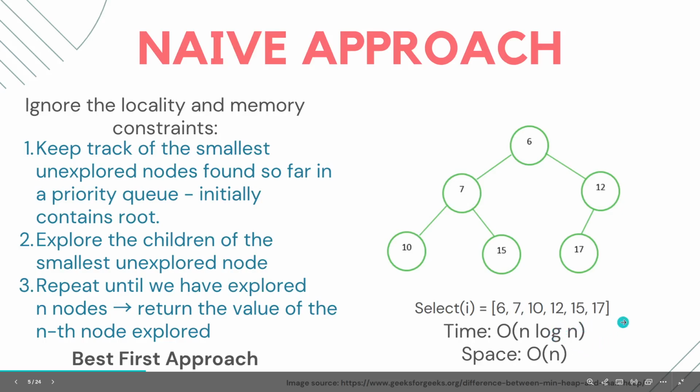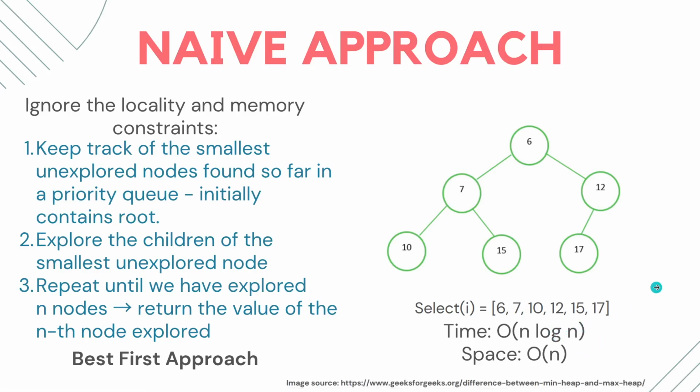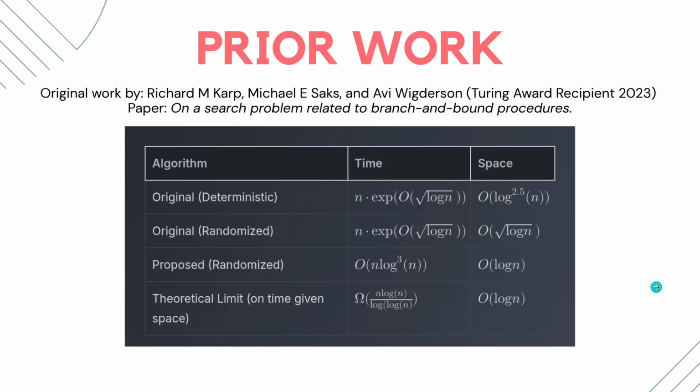But what if we could still be good on time and not use as much space? And this is what this paper proposes. It's not the first paper to work on this. In fact, this was also worked on previously by Richard M. Karp, Michael E. Saks, and Avi Wigderson. In fact, that is the original work. And note that Avi Wigderson is also the Turing Award recipient for 2023.